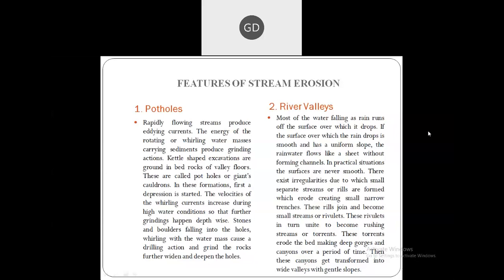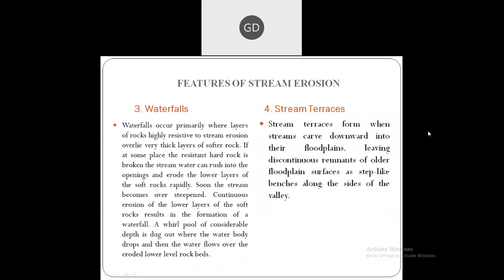Then your next one is waterfalls. A waterfall is a magnificent jump made by river water at some specific parts of its course. There is a sudden and very considerable drop in the gradient of the channel. In a waterfall, the stream literally falls from a very considerable height before it acquires a normal flow at the lower level.